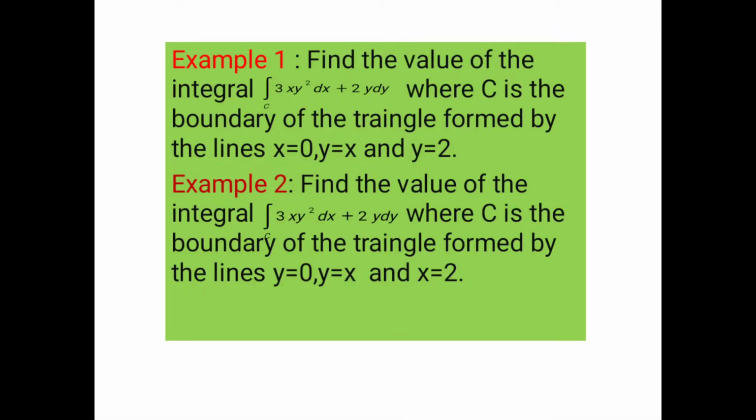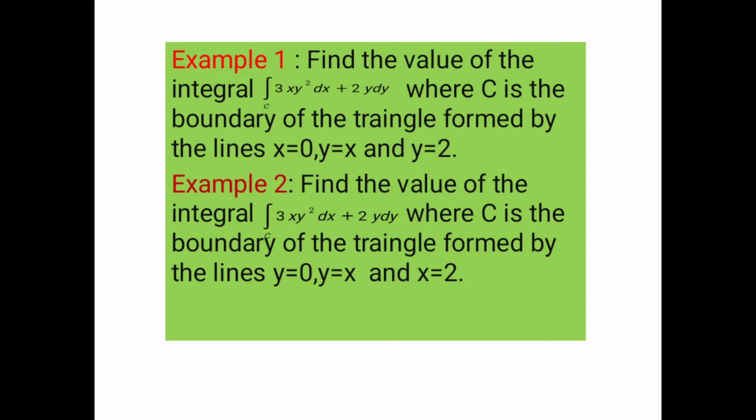Let us take two examples. Find the value of the integration over C of 3xy² dx + 2y dy, where C is the boundary of the triangle formed by the lines x = 0, y = x and y = 2.